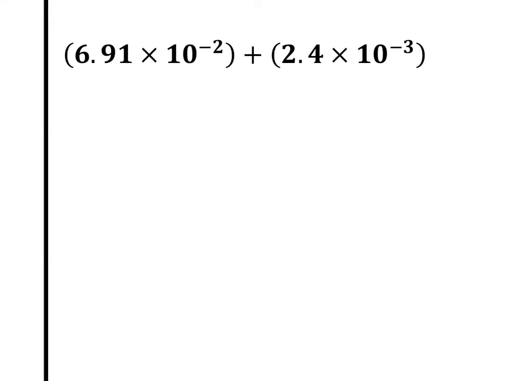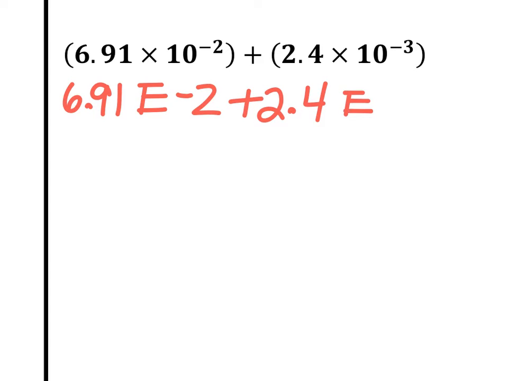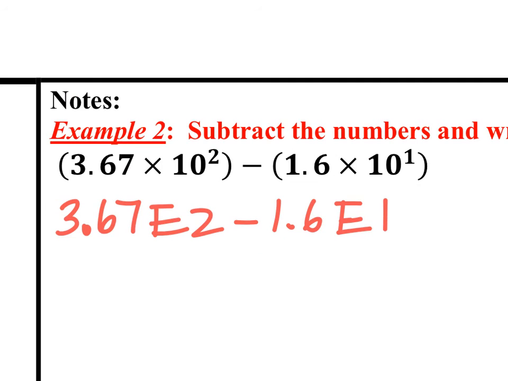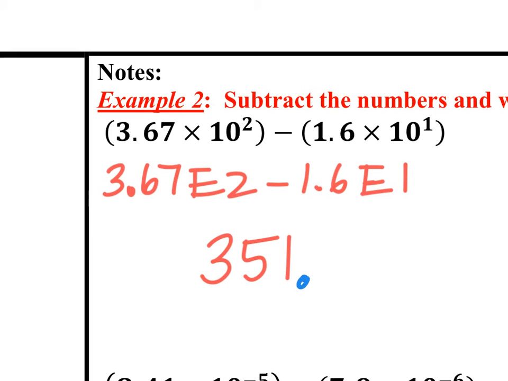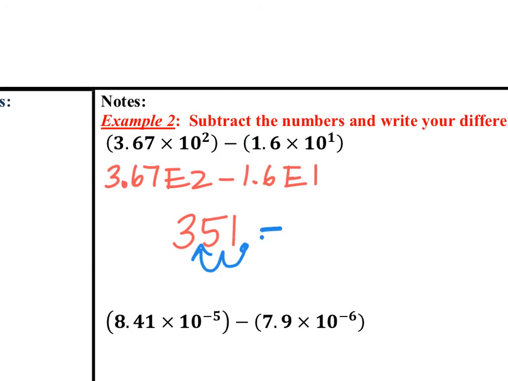Next one. Just before we type it in, we're going to write it down. 6.91 E negative 2 plus 2.4 E negative 3. Let's go to our calculator. When I subtracted these two, what'd you get? 351, which is not in scientific notation, so you need to change it. Decimal's over here, move it. So this is actually 3 and 51 hundredths times 10 to the positive 2.